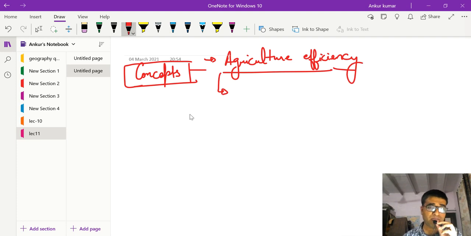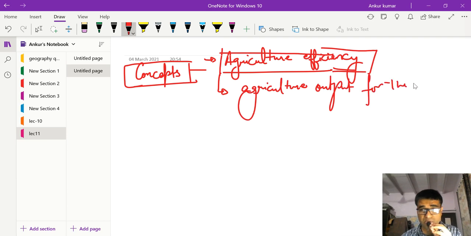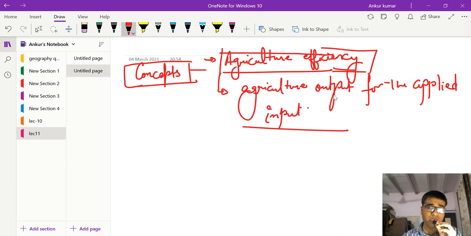What is the measure of agriculture development? How do you measure agriculture development, agriculture success? So we have a number of tools to measure agriculture success. Agriculture efficiency is one tool to measure that success. Efficiency is nothing but the agriculture output for the applied input, right? Now this is a very subjective definition, agriculture output for given input.